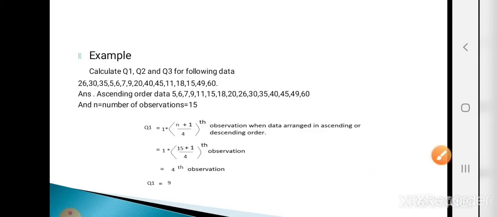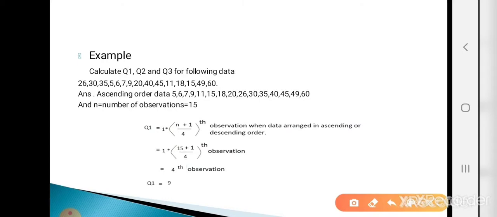Now see the example. Calculate Q1, Q2, Q3 for the following data. In the data we are given only the values of x. That means the data is ungrouped data. So the data values are 26, 30, 35, 5, 6, 7, 9, 20, 40, 45, 11, 18, 15, 49 and last is 60. So to find the quartile values, first we need to arrange the data in ascending or descending order.